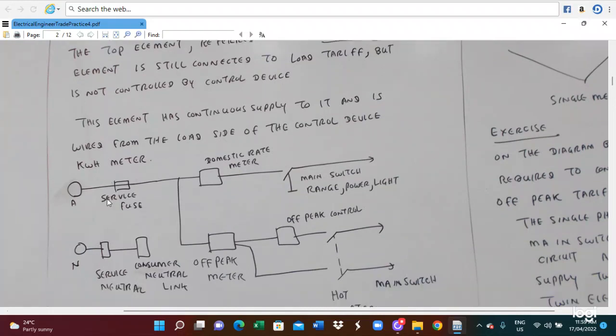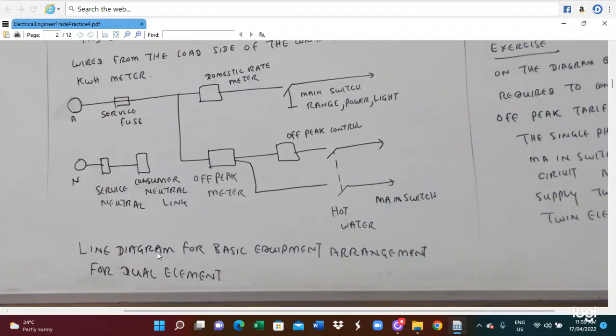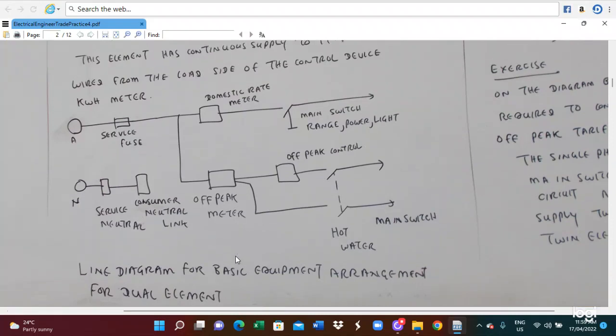So this is called the connection. Here we have the domestic meter and a main switch. Here is the service fuse, consumer unit, off-peak meter, and also connected to the hot water, off-peak control and connected to the main switch. So this is the line diagram of the basic equipment arrangement of the twin element. This is the twin element connection line diagram.